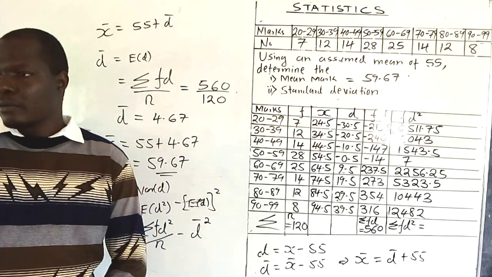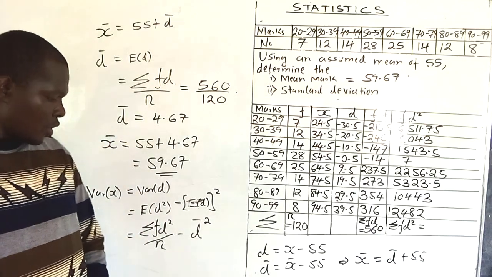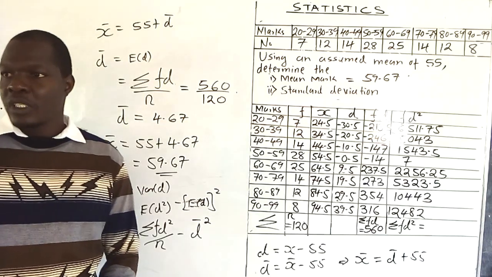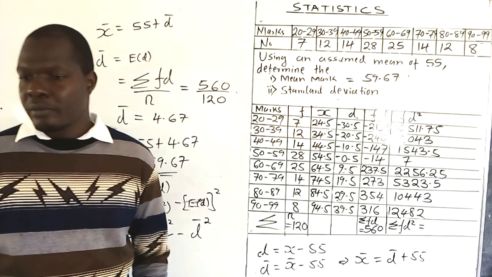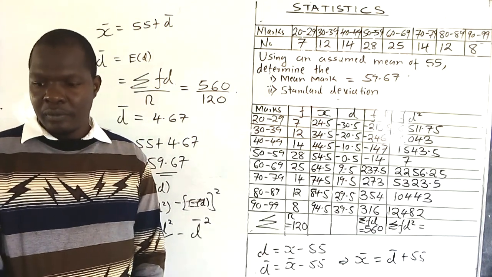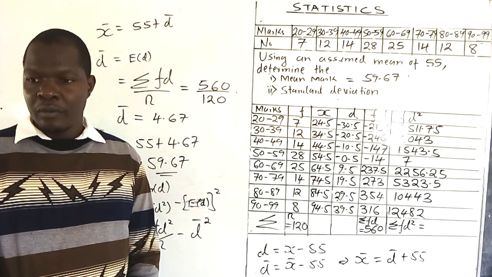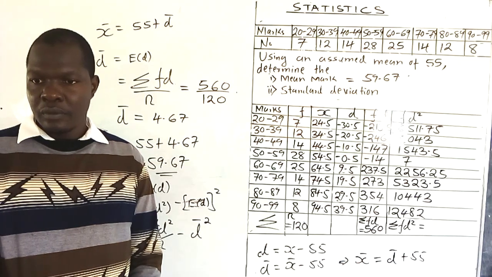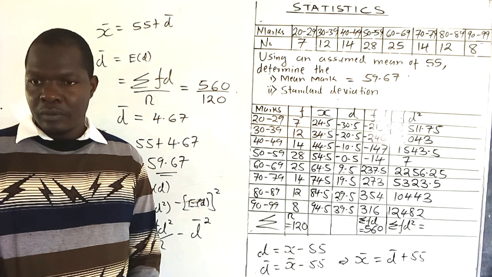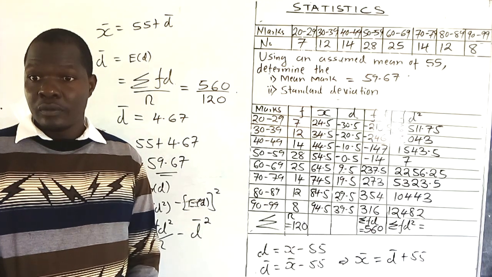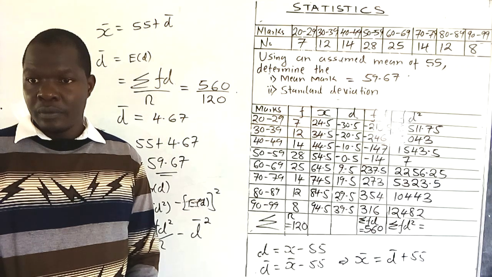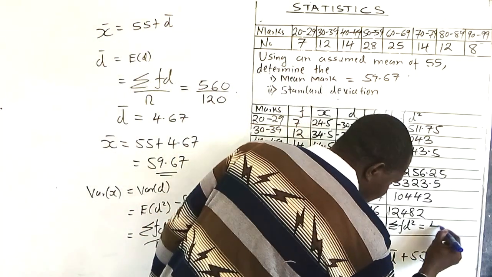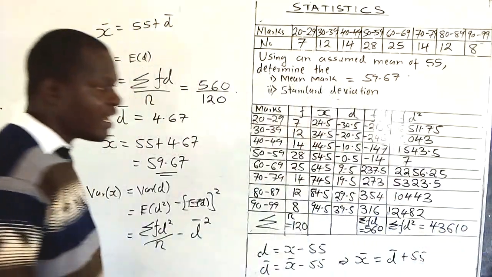Sum all of them. Add up all of them. What do you have? 43,610. Good. So we've added up all of them.